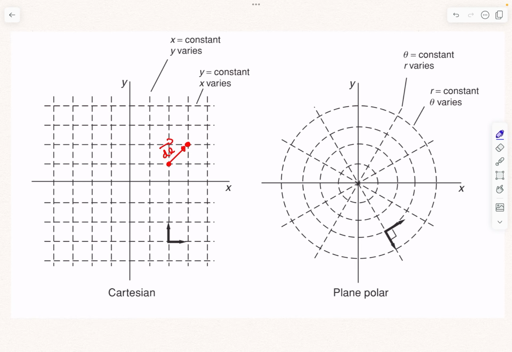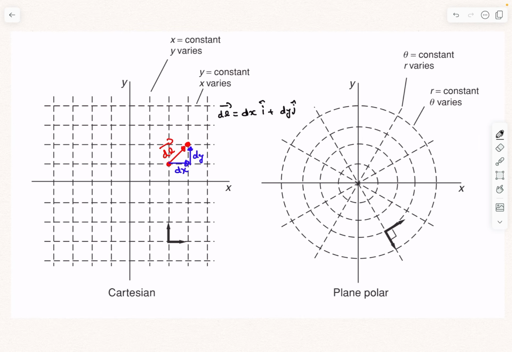An alternate way is we can fix the y coordinate and walk in the x direction, a distance of dx, and then we can fix the x coordinate and walk a distance of dy in the y direction. Okay, and hence we can say that the dl vector is dx i cap plus dy j cap. So this is how we write down the dl element in Cartesian coordinate system.